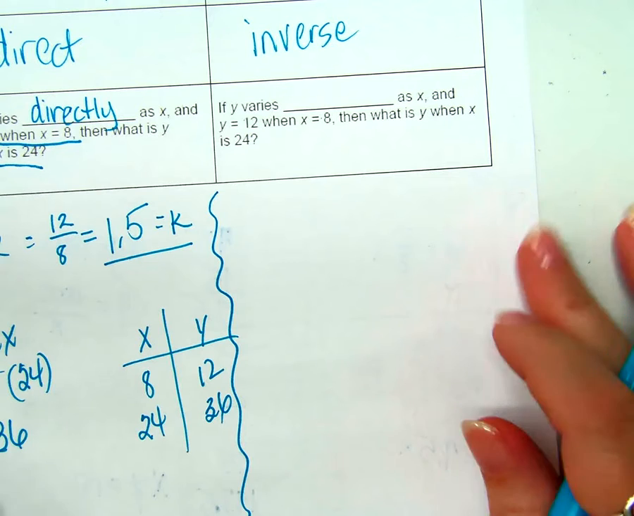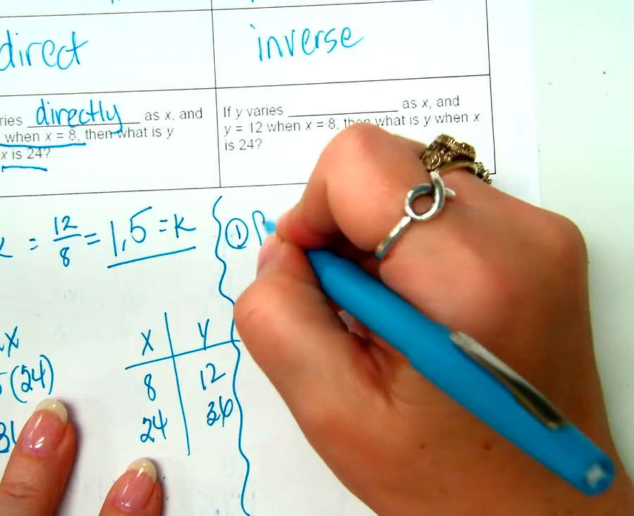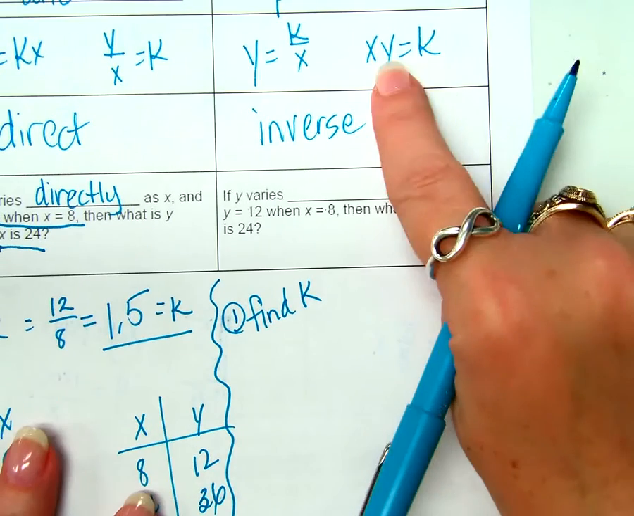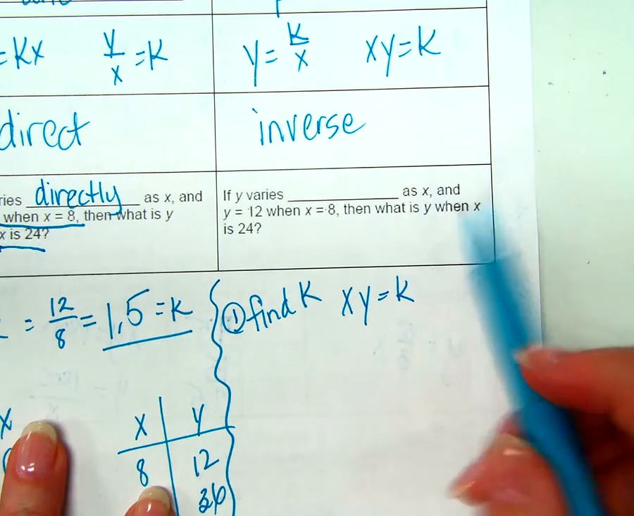Let's try the inverse variation problem then. What should we do first, do you think? Find k. Same as the other one, right? We still have to find k. So let's find k. Well, let's use the equation that's already solved for k. xy equals k. Do I know x and y?